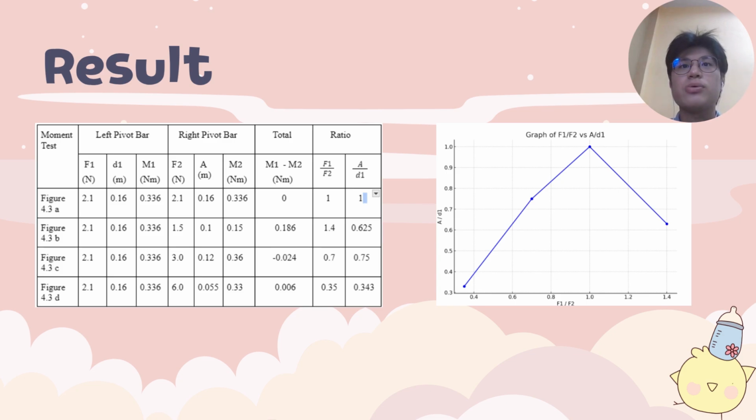In figure 4.3a, both forces and distances were equal, 2.1 Newton at 0.16 meters, resulting in an equal moment of 0.336 Newton meter on both sides. The system was in perfect equilibrium with a moment difference of 0 Newton meter. The force and distance ratios were both 1.